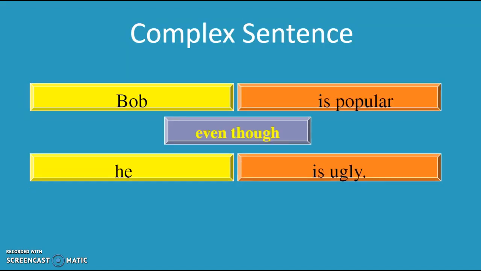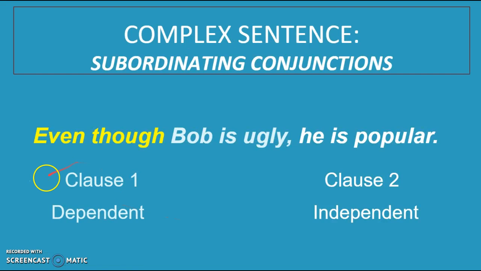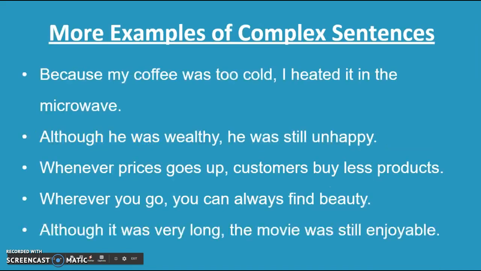This is what makes a complex sentence. Here's another example. Bob is popular, even though he is ugly. So although this is a simple sentence because it has a subject and a predicate, the subordinating conjunction, even though, makes this a dependent clause because it can't stand by itself. Bob is popular, even though he is ugly. So, just like I said, this part, even though he is ugly, cannot stand by itself as a complete sentence. So it depends on the second part of the sentence, Bob is popular. So we have one independent clause and one dependent clause, making it a complex sentence.